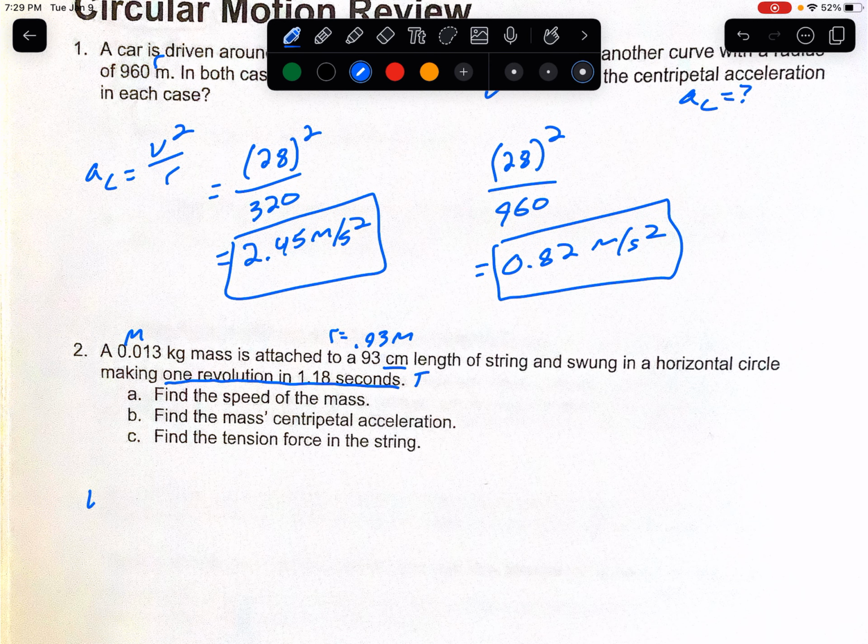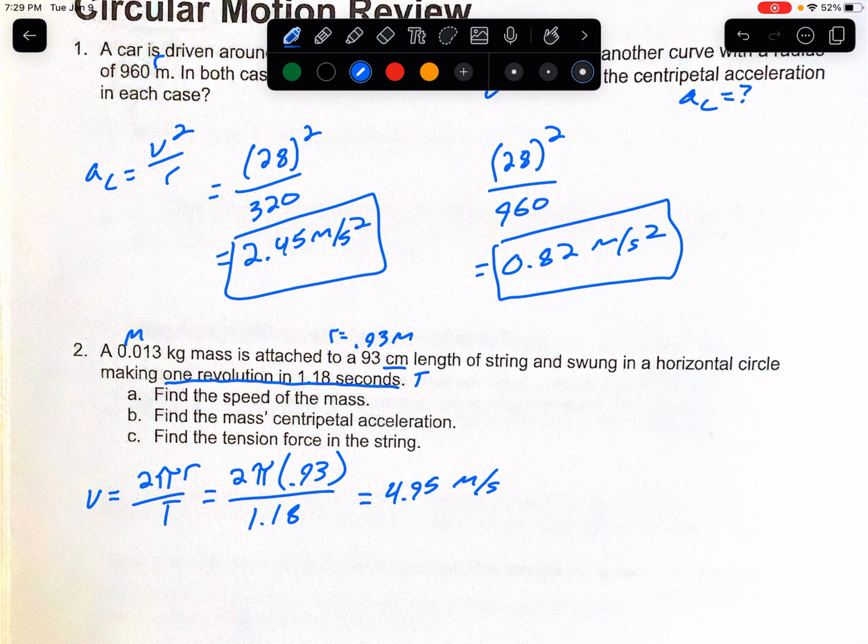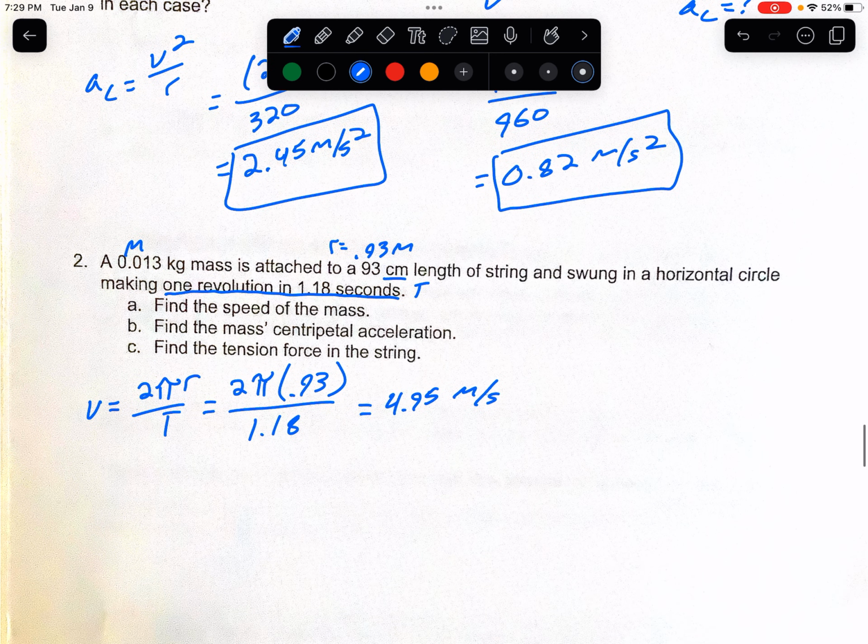Now our first equation for velocity is V equals 2 pi R over T. I have radius, I have T, so all I have to do is plug in. So 2 pi, your radius is 0.93, and your time is 1.18 seconds. Do your math there, and you should get 4.95 meters per second. So there's your answer for A.